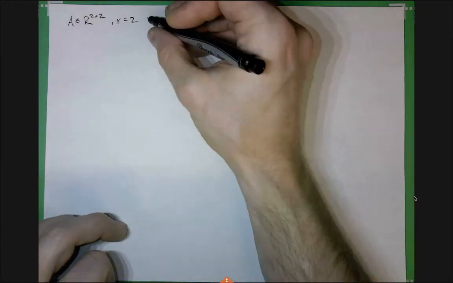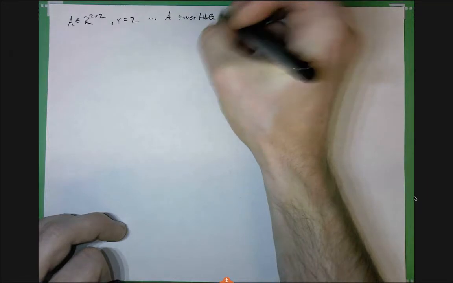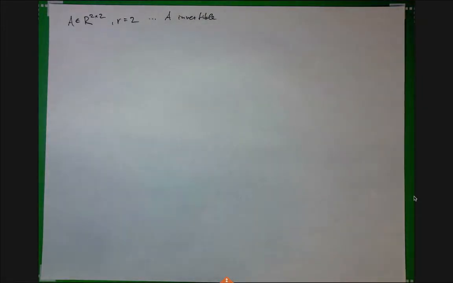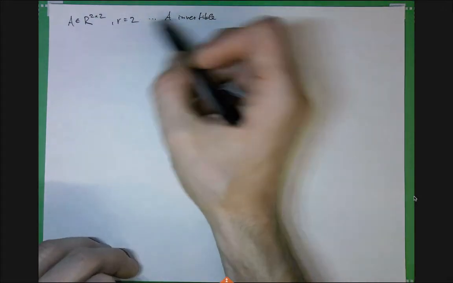Rank will be 2, so let's assume it's full rank, so that also means that A is invertible. But it doesn't have to be symmetric. If it was symmetric, we would be fine. The eigen decomposition would already work. But let's say it's arbitrary, except that it's invertible and full rank.